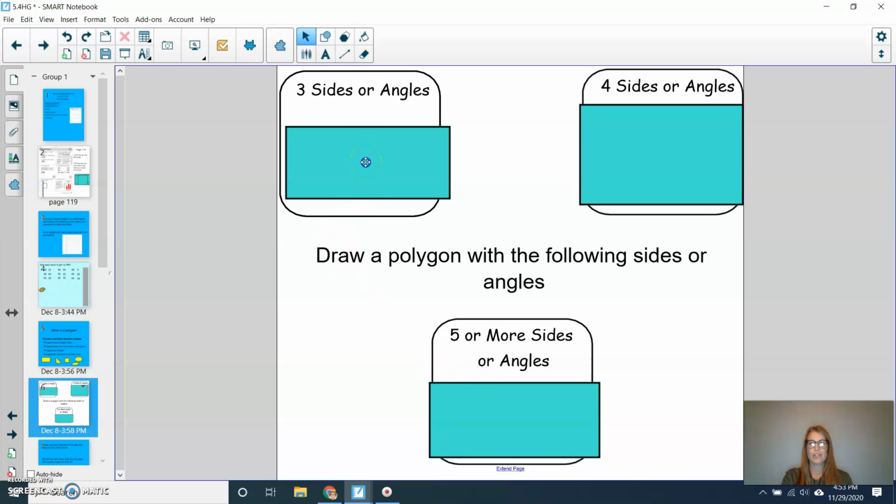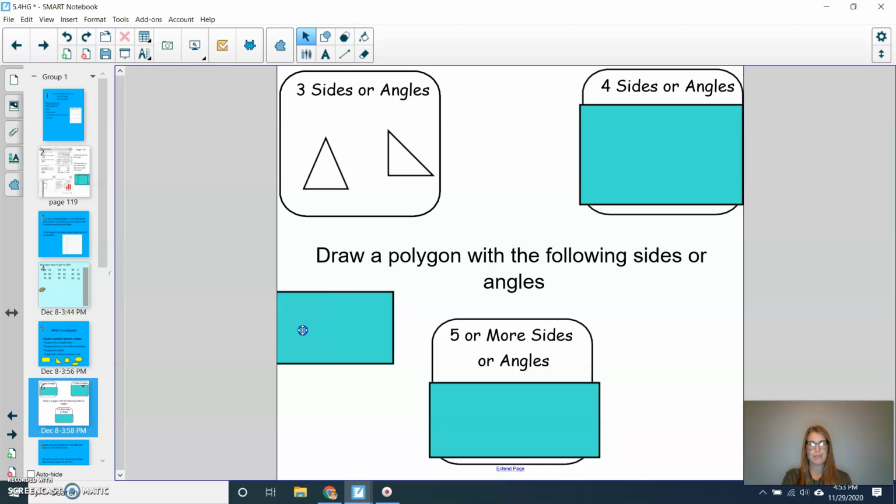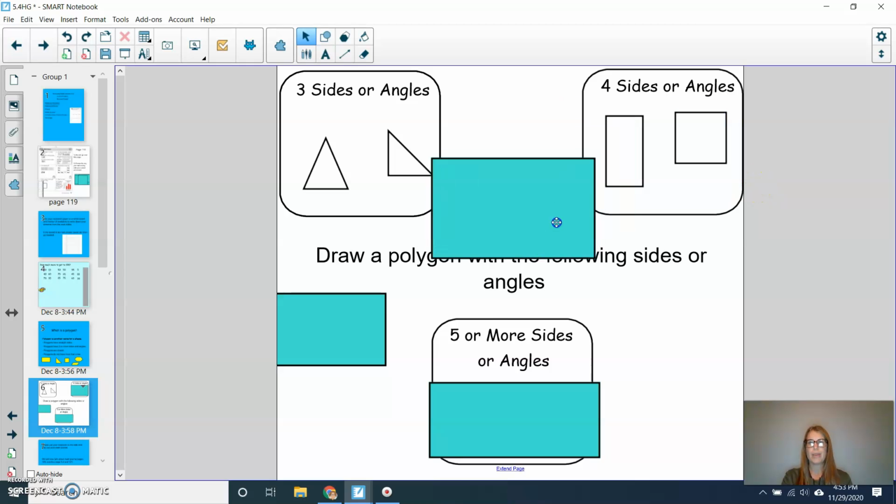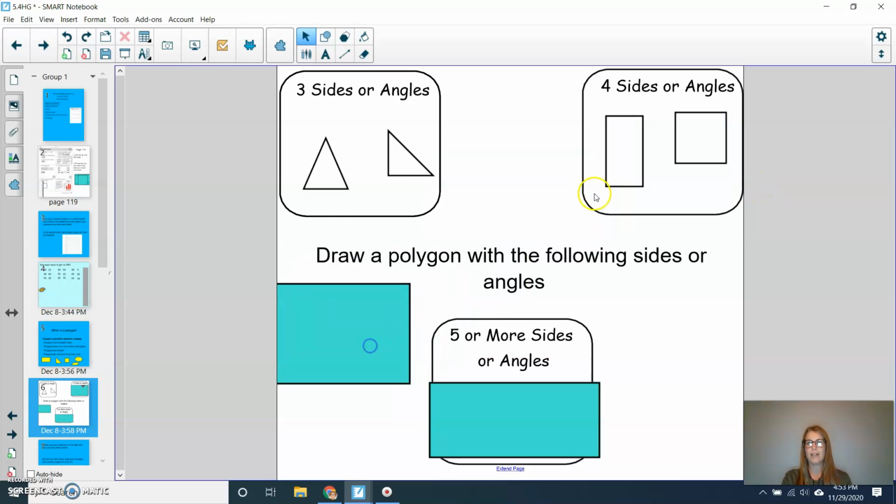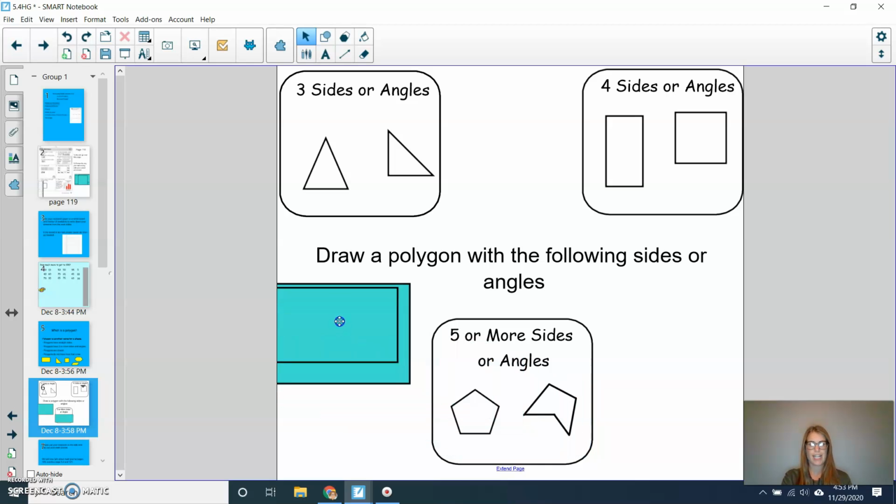All right, second graders, so 3 sides, you probably have some type of triangle that maybe looks like one of the 2 triangles that I have. For 4 sides, you maybe have a square or you maybe have a rectangle. There's other 4-sided figures you could have picked also. For 5 or more, I just did 2 different ones that have 5 sides.